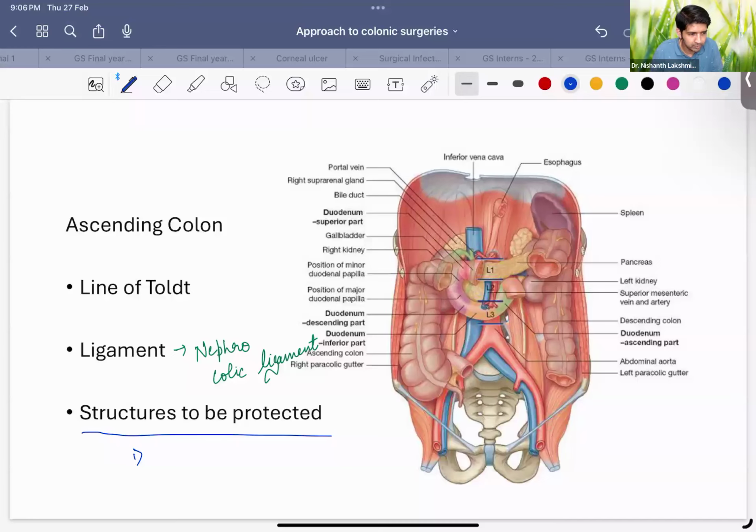Back to Suprit. Sir, gallbladder and liver.